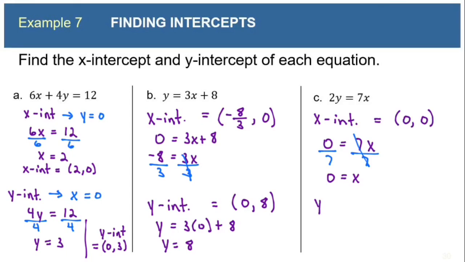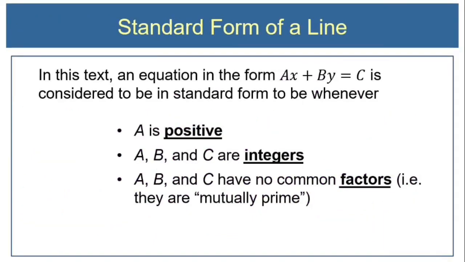Now to find the y-intercept, we plug in 0 for x. So if we plug in 0 for x, then 7 times 0 is 0, and now we divide both sides by 2 to isolate the y, and again we find that y equals 0. So this line goes through the origin. Its x-intercept and its y-intercept are both at 0, 0, and that's no big deal. That can happen, so don't let it make you feel like you did something wrong or that you've made a mistake anywhere.